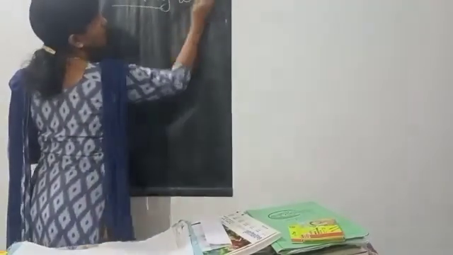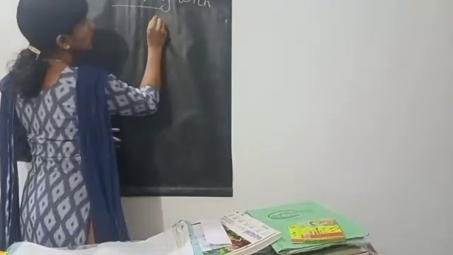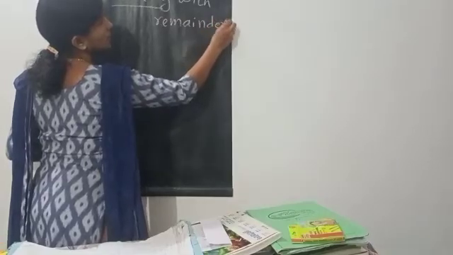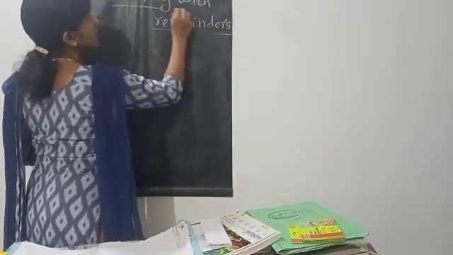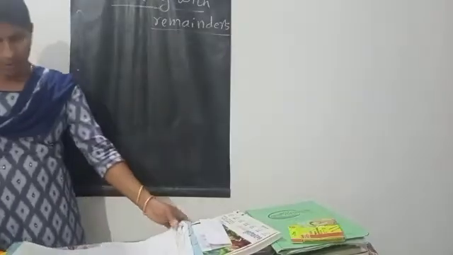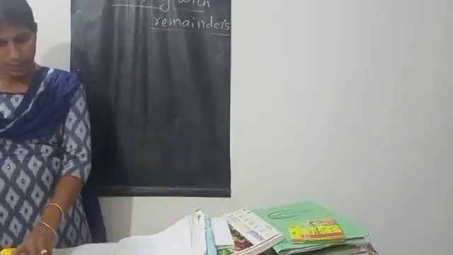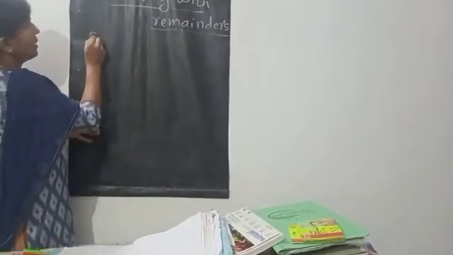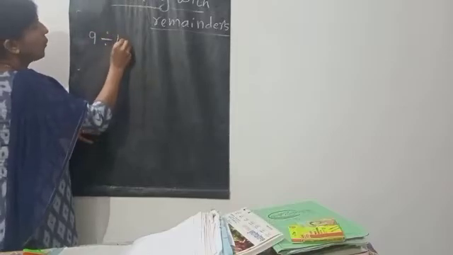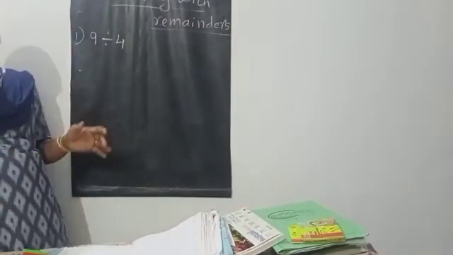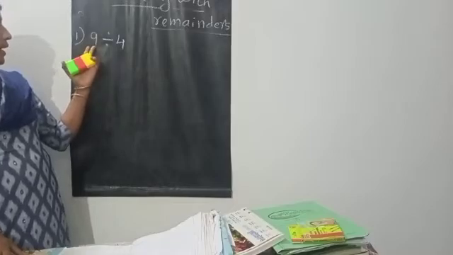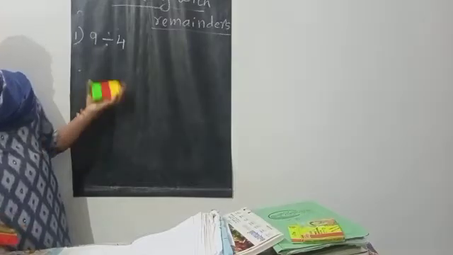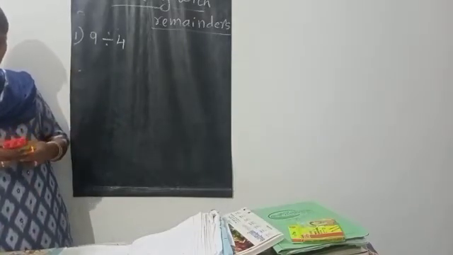Dividing with remainders. We can see an example. 9 divided by 4. Here we are trying to find how many times we can take 4 from the number 9. How many times we can take 4 from 9.